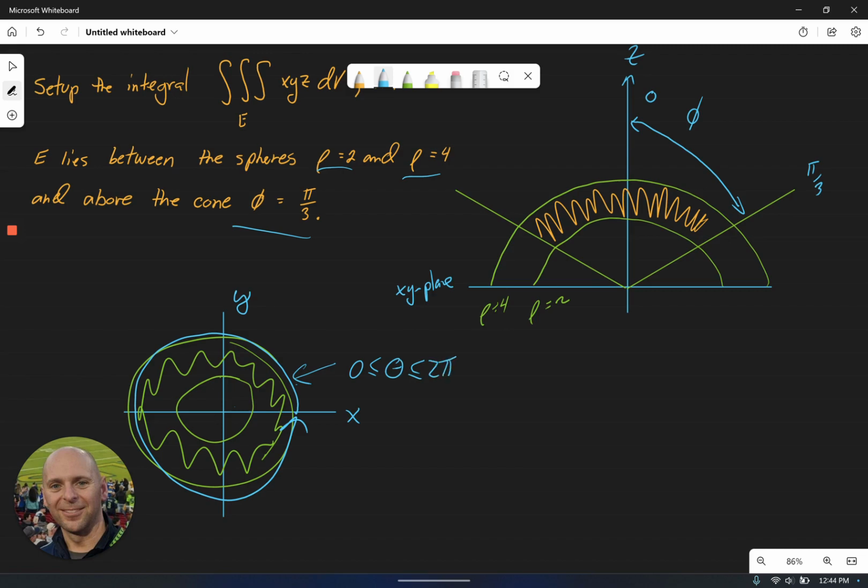And we just need rho. So this is pretty straightforward as well. We want to get all the values between the inner and the outer surface here. So again, rho being equal to 2 here, rho being equal to 4 on the outer. So we have that rho is trapped between 2 and 4. And again, phi being trapped between 0 and pi over 3. So there are our 3 bounds.